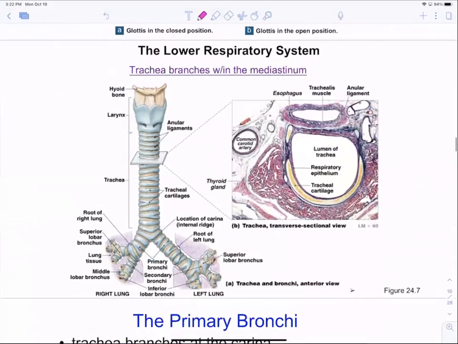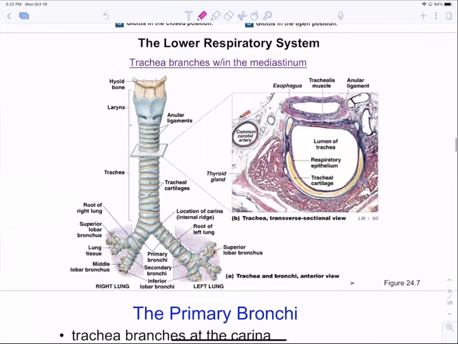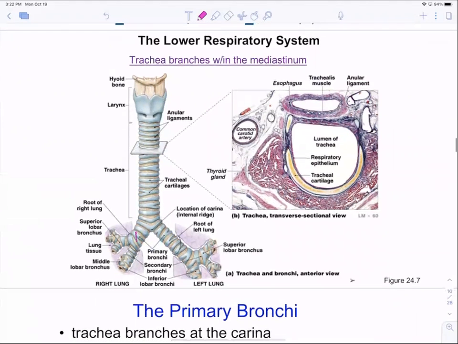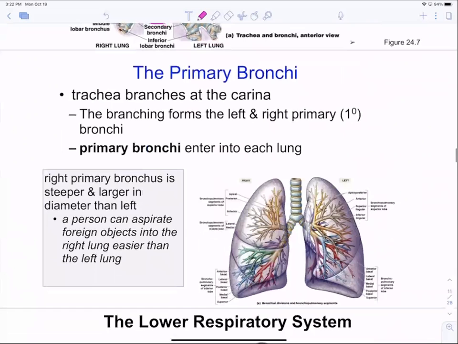Now we get to the truly lower respiratory, right? And we're talking about the trachea. The trachea comes down, and at the level of the lungs, it's going to make its first split. So the trachea splits, and the first split we call the primary bronchi. You're going to have a primary bronchus go into the right lung and the left lung. So the primary bronchi are the first split.